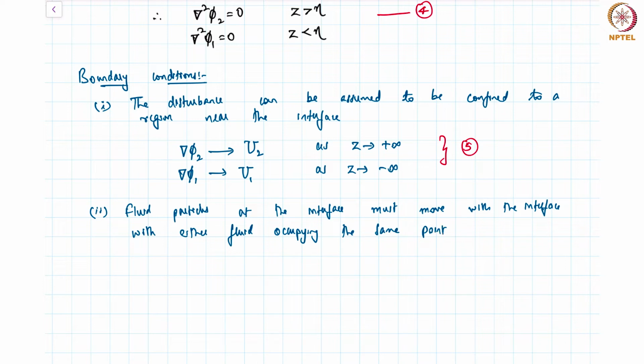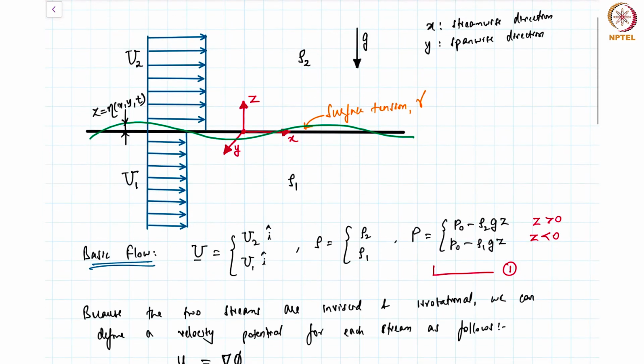So if at a particular point you have fluid 1, then you cannot simultaneously have fluid 2 at the same location. Because fluid 1 and fluid 2 are distinct fluids, if you create a disturbance and the interface moves up, then the fluid above has to give way to allow this interface to move up.